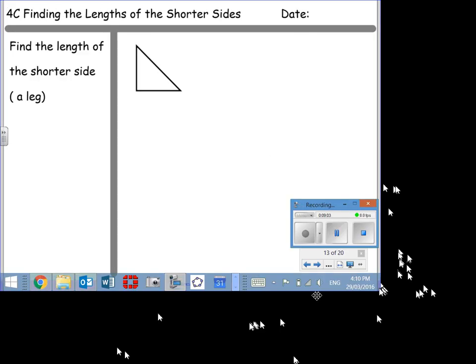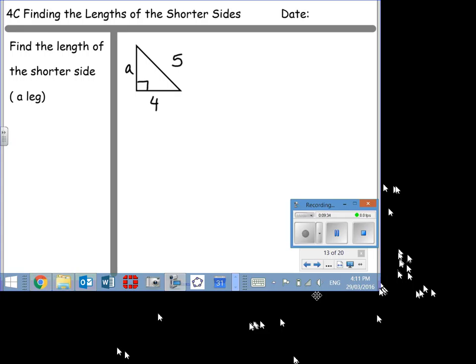Last but not least, we have another scenario when you guys are asked to find the length of a leg, also known as the shorter side. So for example, if you identify that this is a right triangle, which means I can use Pythagoras' theorem to talk about the side lengths. And let's say I'm told that my hypotenuse is 5, and one of the legs is 4, but I don't know what the other leg is. So I need to find one of the legs.